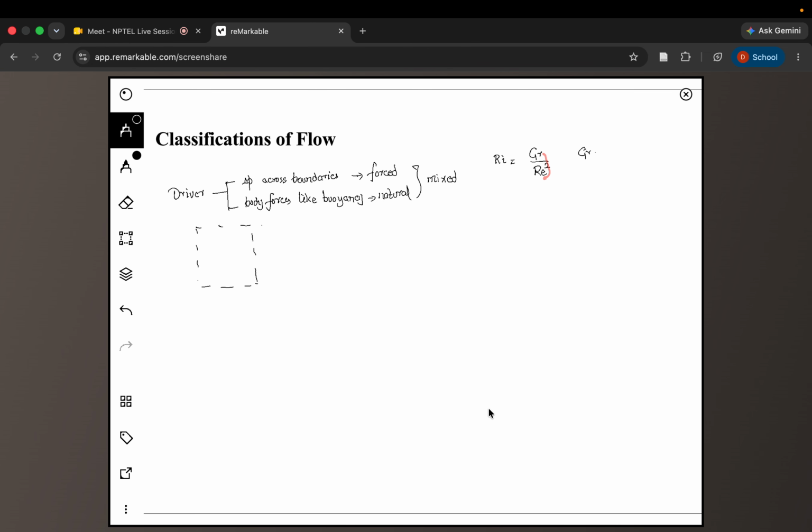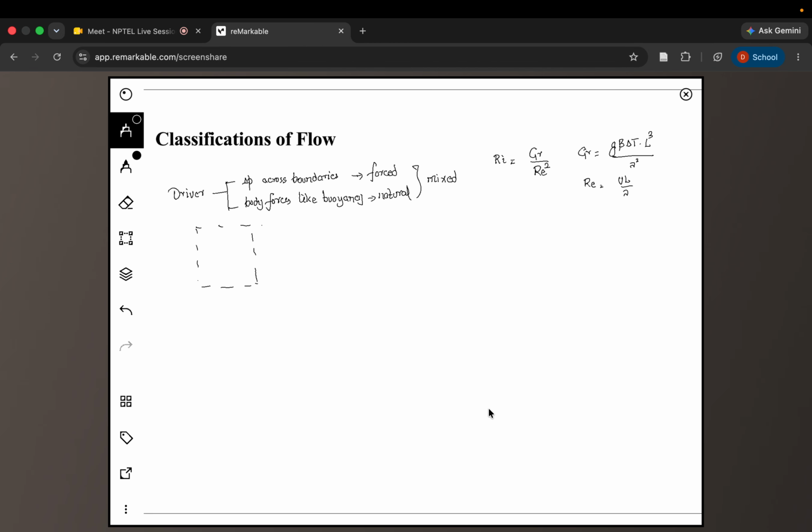Grashof number is given by the ratio of buoyancy to viscous forces, where the buoyancy force will be gravity times thermal expansion coefficient times temperature difference, and then we'll have some length scale, and it is relative to the viscous forces. And Reynolds number is the ratio of inertial to viscous forces. Inertial is U infinity times some length scale divided by nu, where nu is the kinematic viscosity.